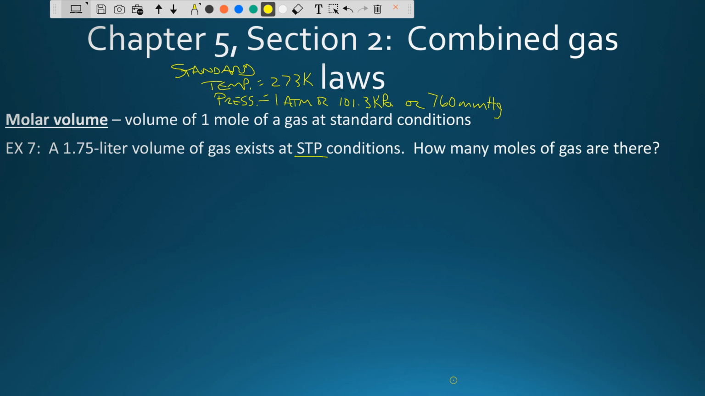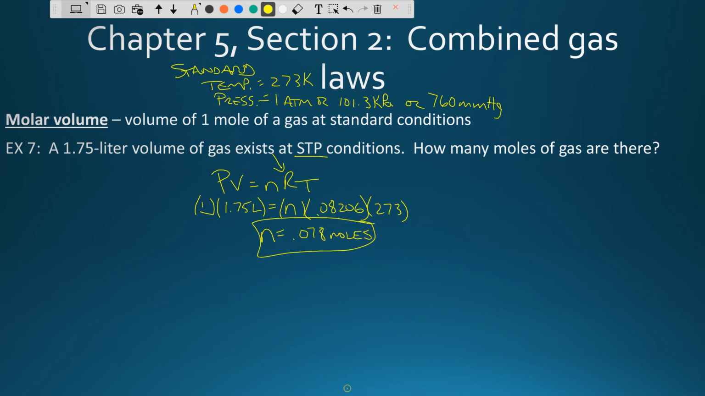Now, the reason we want to make sure we are under these conditions is this would help us to figure out, if we're going to be using the ideal gas law, where this value for R came from. So that's the point to this problem. If I have 1 atmosphere of pressure, because that's standard, and I have 1.75 liters of something, and we wanted to know the moles of a gas, that's going to be my 0.08206, and my temperature is 273. If I solved for this, my n would be 0.078 moles. So that's just plugging values into the ideal gas law.